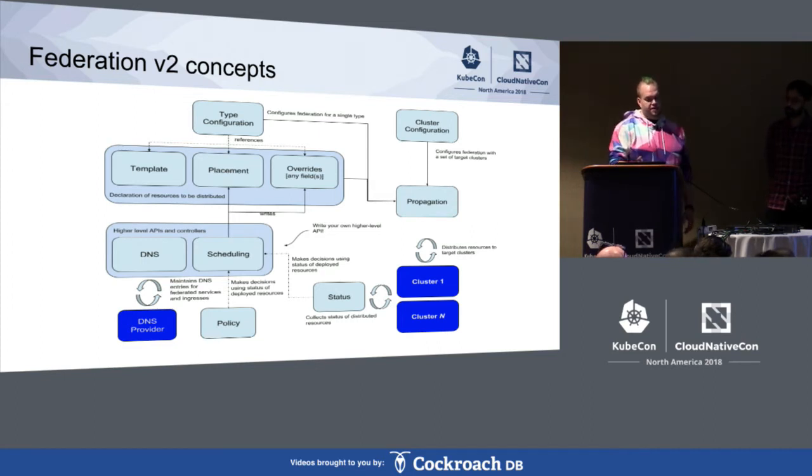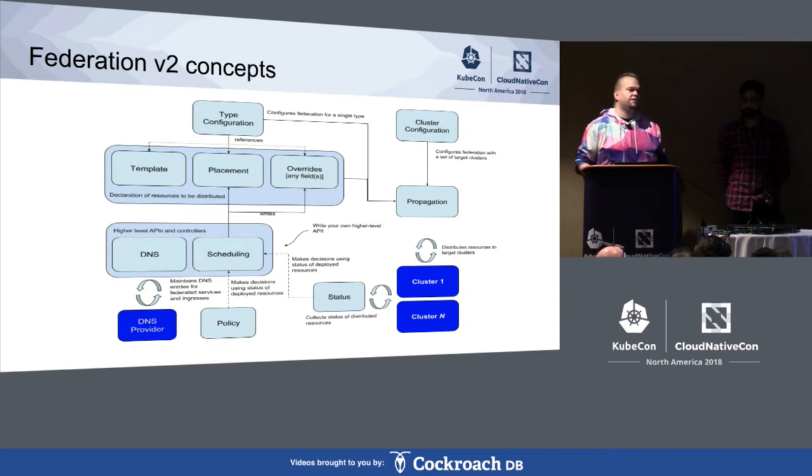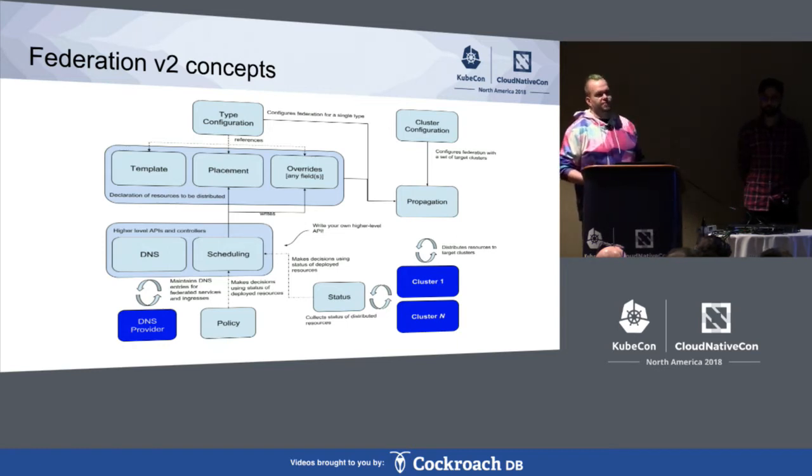Another one is the DNS feature of Federation, which allows you to program DNS records for federated services and ingress. To do the DNS provider programming, we're using a project from another part of the Kube ecosystem called external DNS. And what this allows us to do is to get exposure to a large number of DNS providers without actually having to become experts in programming DNS.